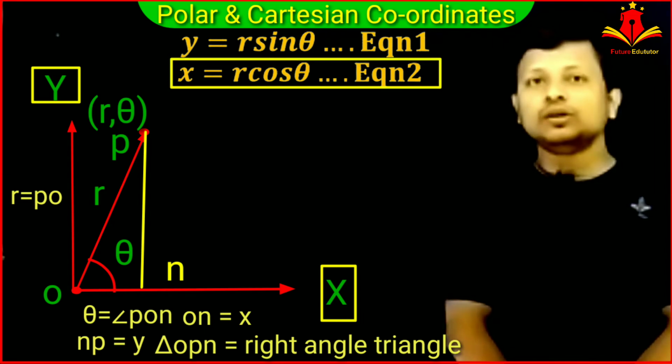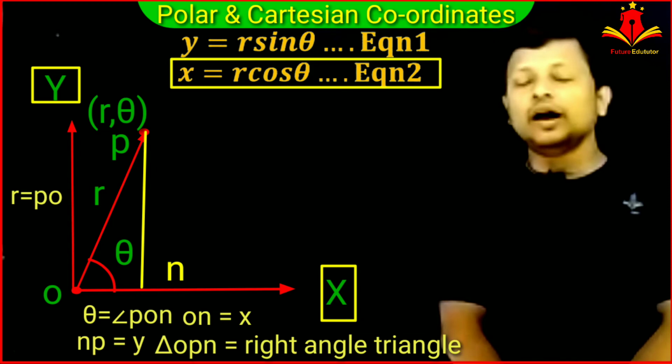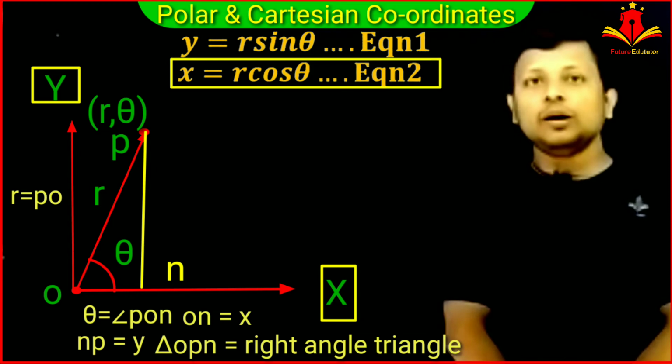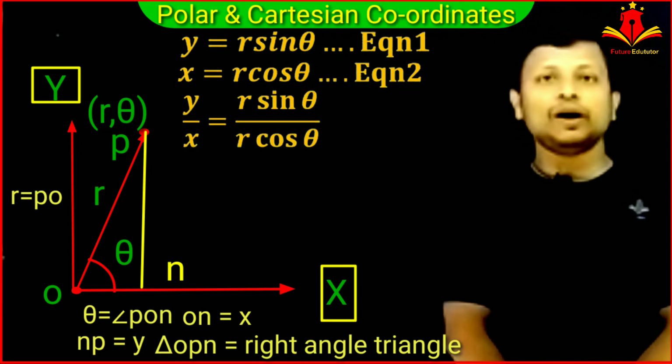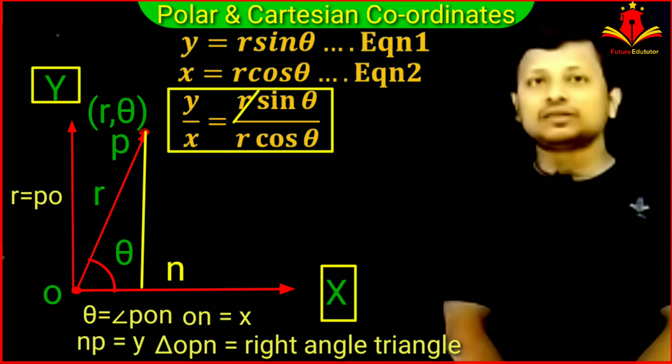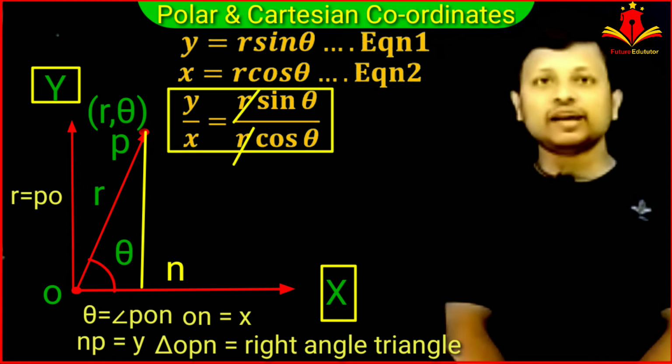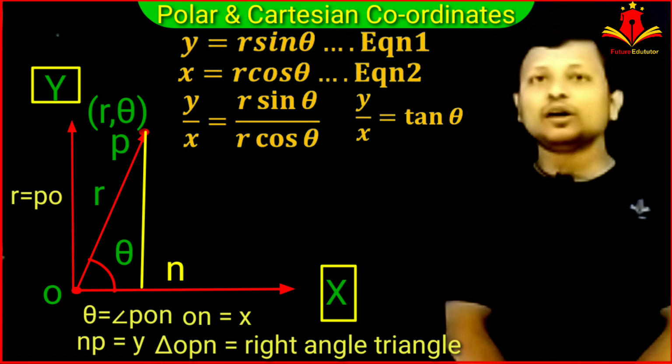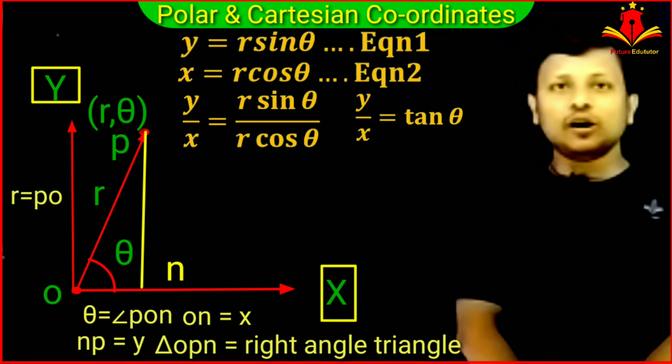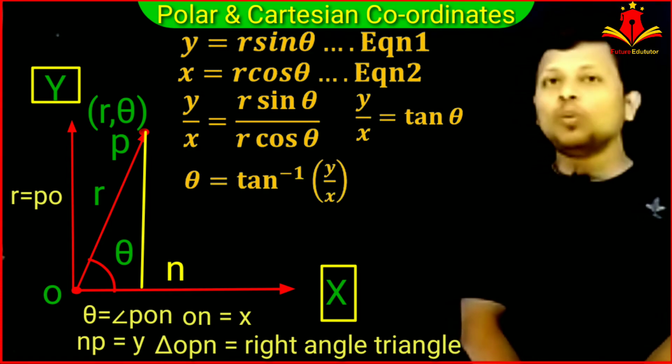So y equals r sin theta, x equals r cos theta. Divide equation 1 by equation number 2. So y by x equals r sin theta by r cos theta, cancel r. So tan theta equals y by x, theta equals tan inverse y by x.